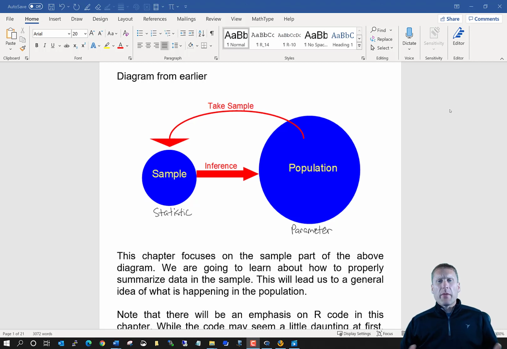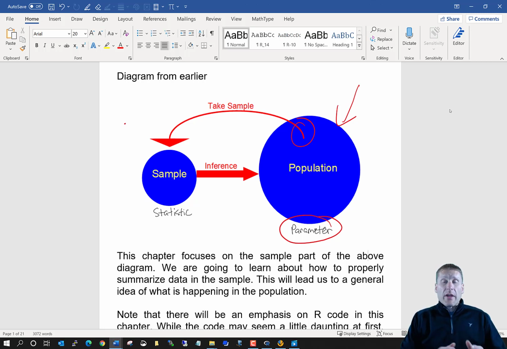Okay, so why are numerical summary measures of the sample important? It comes down to, again, this diagram that we've seen earlier. We have this population with a lot of items in it, and we want to better understand it. We're going to calculate some numerical summary measures of the population itself, and these are called parameters. Since getting at all the items in the population is so difficult, we go into the population and take out a representative sample.